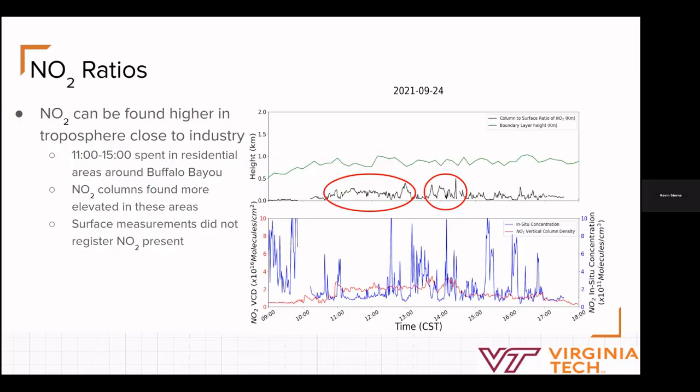However, during this time, there are two instances where we see the column to surface ratio rising well above the direct surface layer and being more well mixed into the upper parts of the boundary layer, sitting between about 200 to 400 kilometers over extended periods of time. Now, these time periods are occurring to mobile measurements that Pandora was making as it was traveling in residential areas in the direct vicinity of this industry that was situated along the Buffalo Bayou.